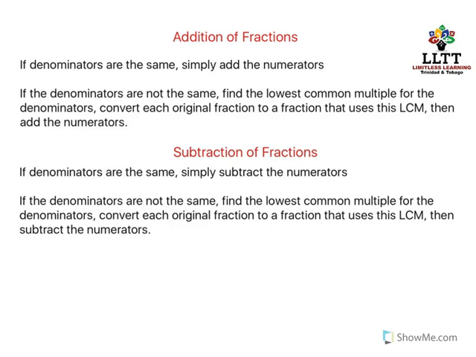So for example, let's say we have 15 over 47 minus 2 over 47.